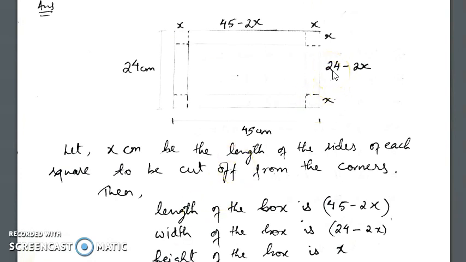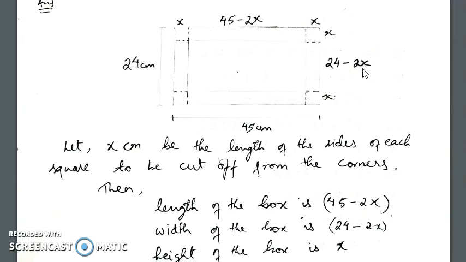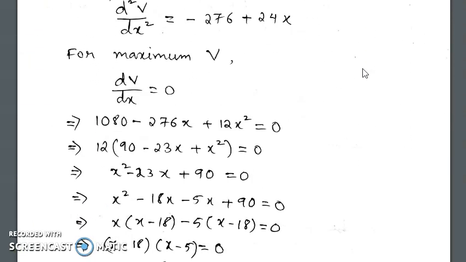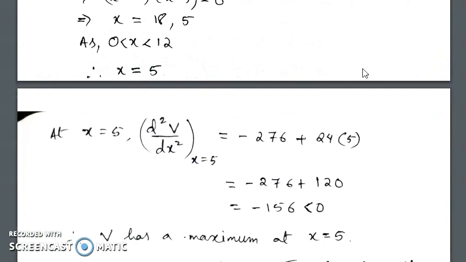Because here we have 24 minus 2x. If we put 12 here, 2 into 12 will give you 24. So 24 minus 24 will give you 0. So x cannot be 12 or more than 12. So x should be strictly less than 12. So from there we have that condition. So x must be strictly greater than 0 and also strictly less than 12. That is the condition.